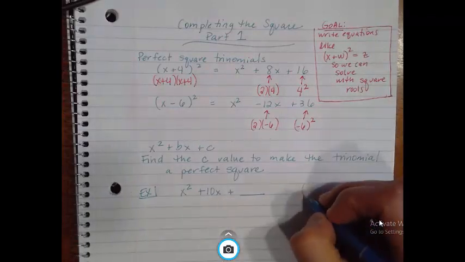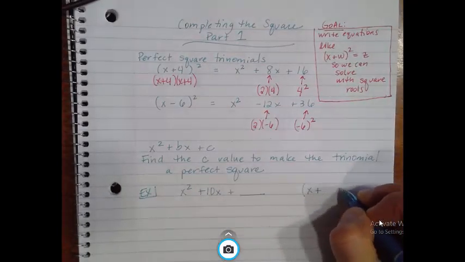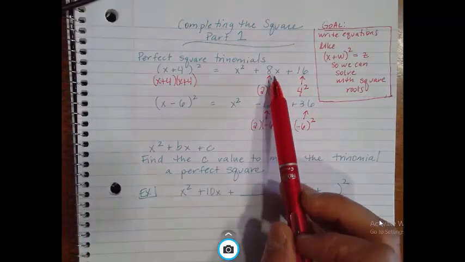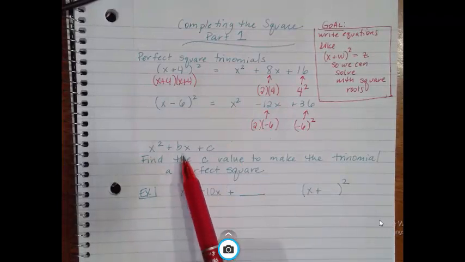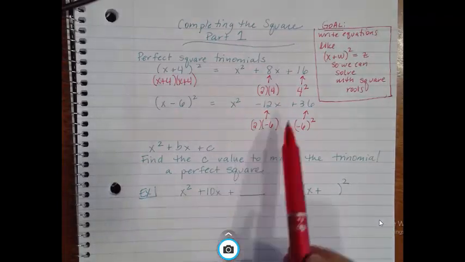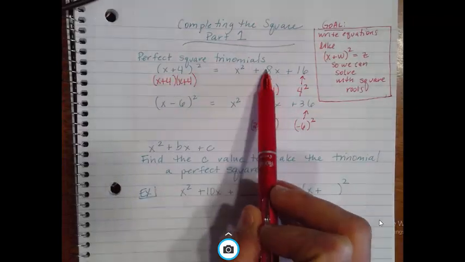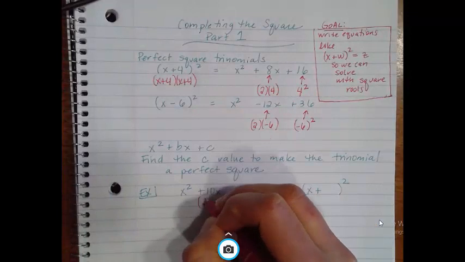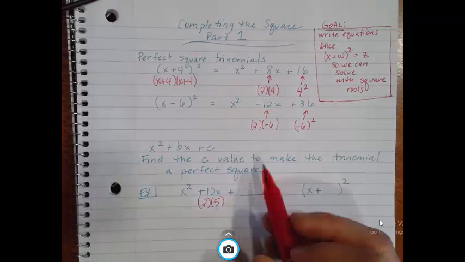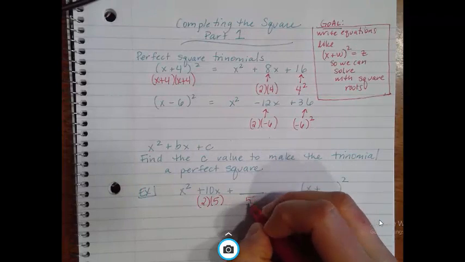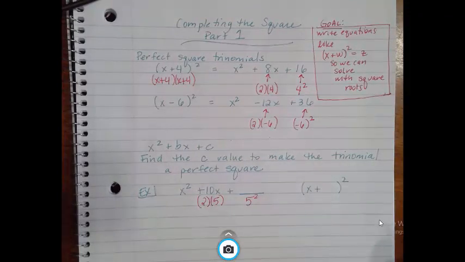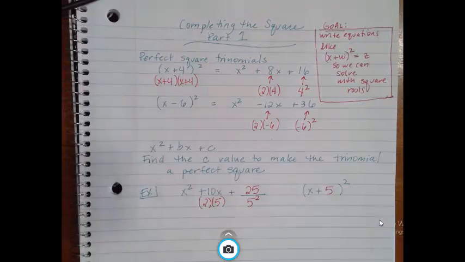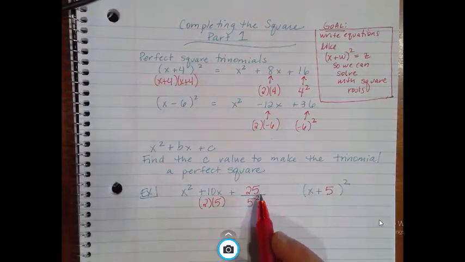Remember, I want this to be x plus something squared. What does the something have to be? Look up here again. The middle term, the b, is double that 4. The 8 was double the 4. So this 10 must be double what? It must be 2 times 5. If we continue the pattern, what goes here must be 5 squared. So this is going to be x plus 5 squared, and this must be a 25. The thing we're looking for is a 25.